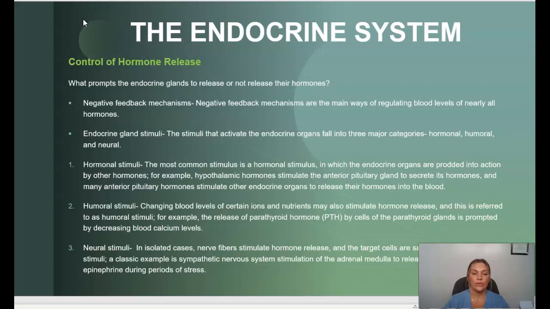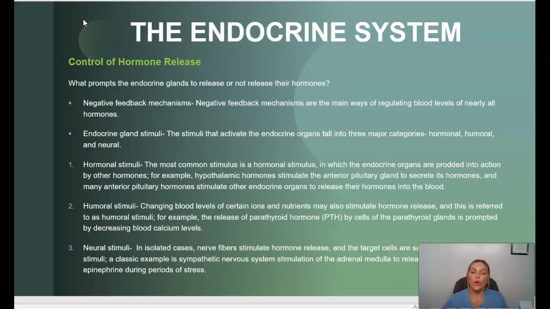The hormonal stimulus is the most common, where endocrine organs are prodded into action by other hormones. So the hypothalamic hormones stimulate the anterior pituitary gland to secrete its hormones, and many anterior pituitary hormones then stimulate other endocrine organs to release their hormones into the blood.